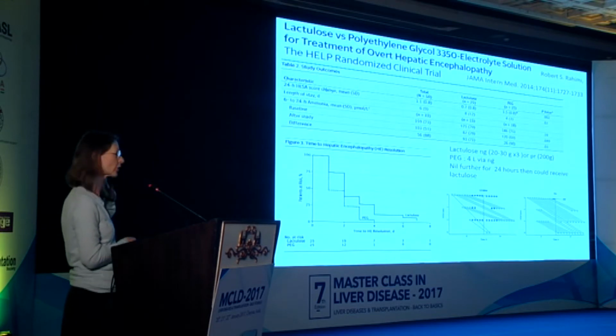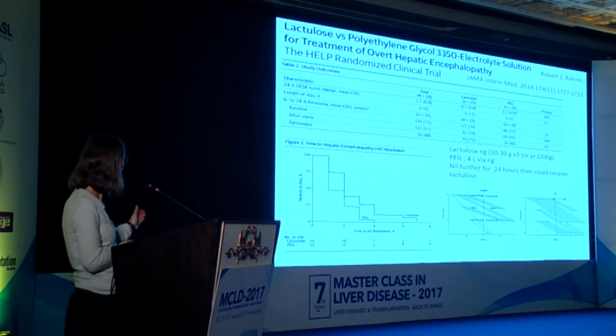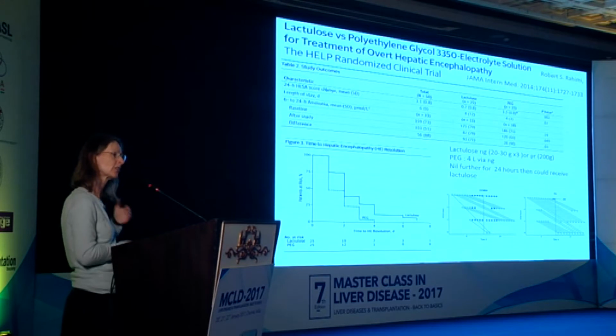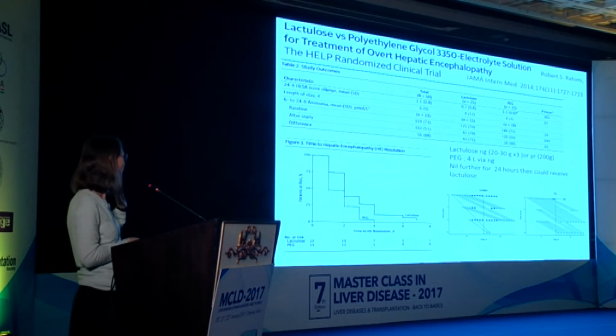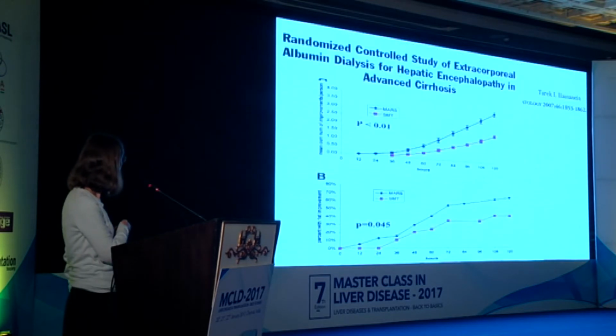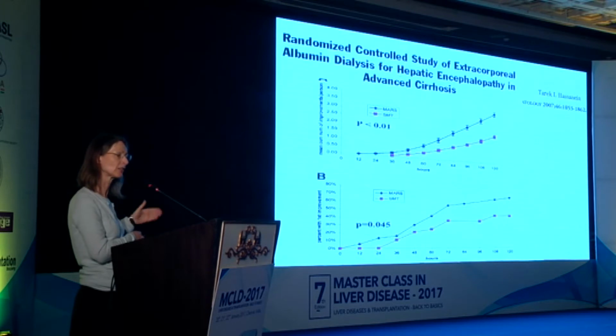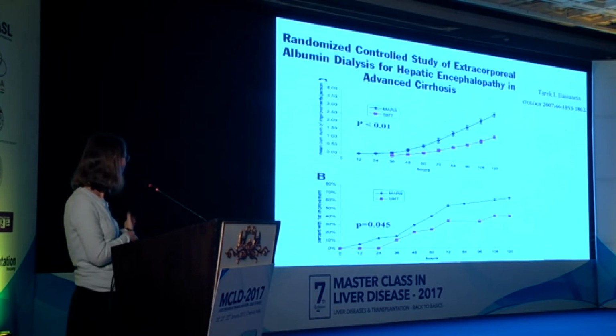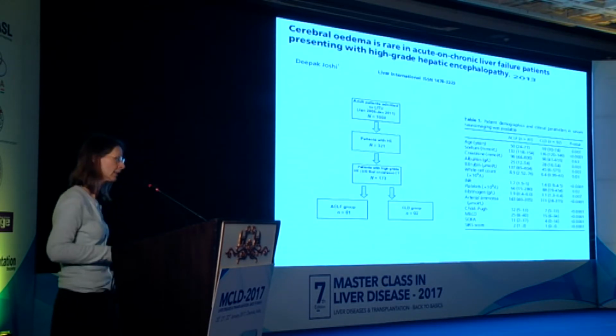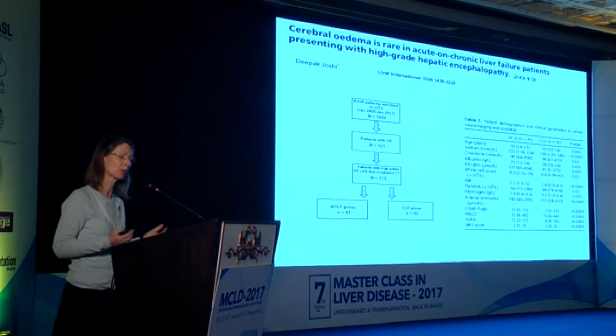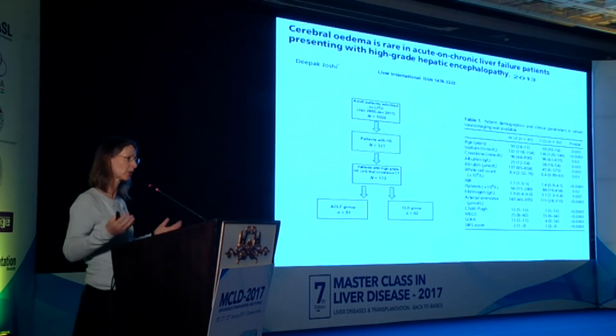Other treatments, as well as lactulose, that might be considered with good effectiveness: polyethylene glycol, highly effective, published a few years ago. And of course, albumin dialysis also results in improved resolution of encephalopathy in this cohort, but there isn't a mortality benefit. I'm aware time is against me, so my apologies that I'm flipping through these quite quickly.